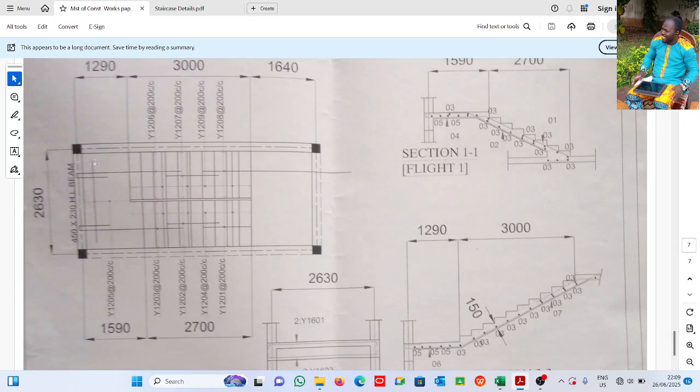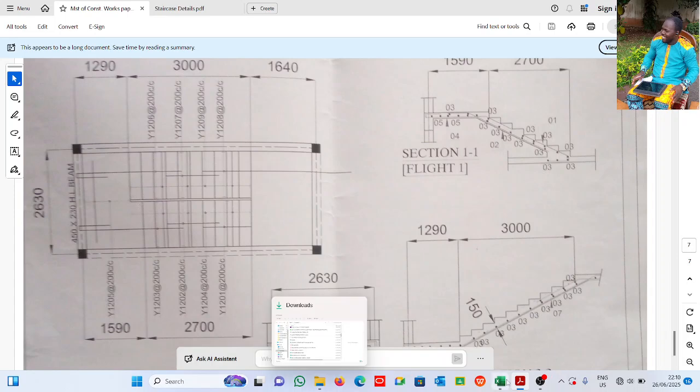So it doesn't make this landing an easy task, length times breadth. We have to break it down into two, or you take it as a whole, then you deduct. I take it as a whole, length times breadth, and then you see this portion here is not part of the landing, it's a tread. See where my cursor is, so I have to deduct it. I think this is the approach I used in preparing this.